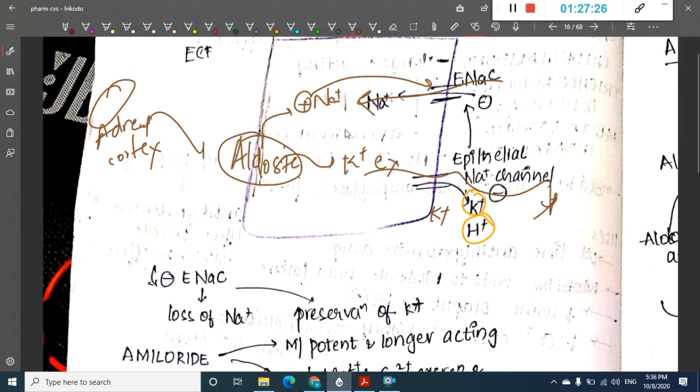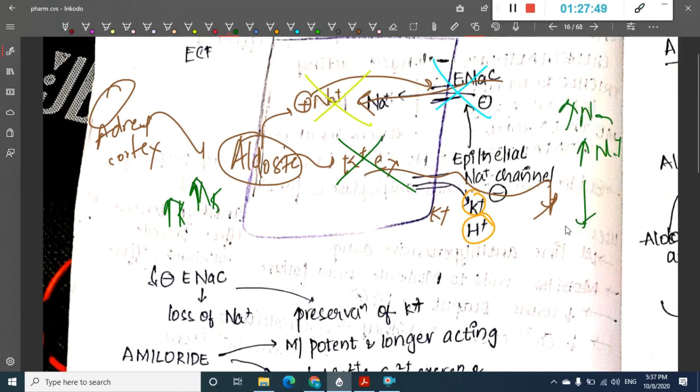These both occur simultaneously. Once we inhibit these epithelial sodium channels, the sodium absorption is lost, right? Along with that, the potassium excretion which should happen will not happen. So as a result, there is increased potassium in the blood, that is preservation of potassium, and increased sodium lost in the urine. So this is called potassium sparing diuretics.